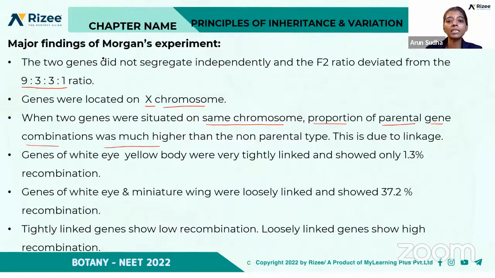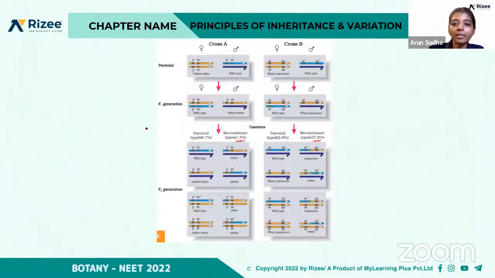So here, when the genes are situated on the same chromosome and they are so close together, there will be linkage, right? The proportion of the parental gene combination is higher, because they are linked together, so they exist in the form of parental gene combination, and the recombination is less in the case of linked genes. So the linked genes are actually located on the same chromosome, right? There are two types of linkage. One is called complete linkage and another one is called incomplete linkage.